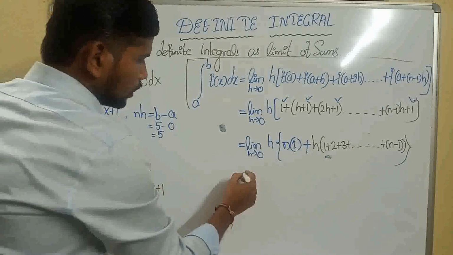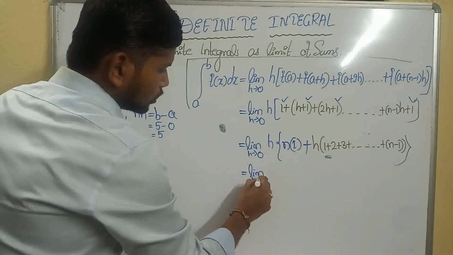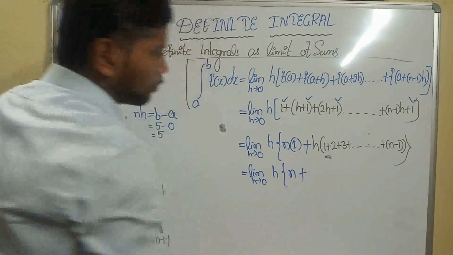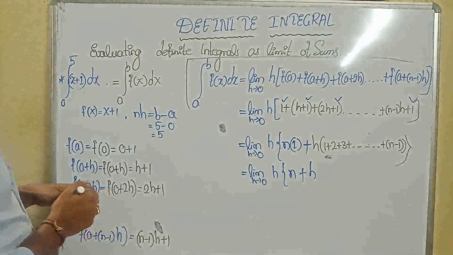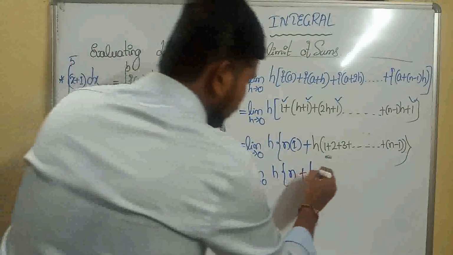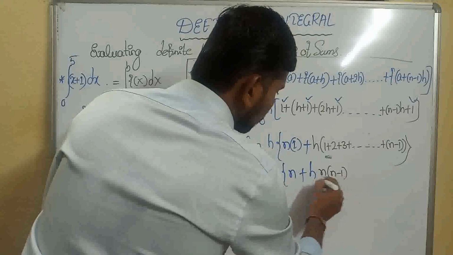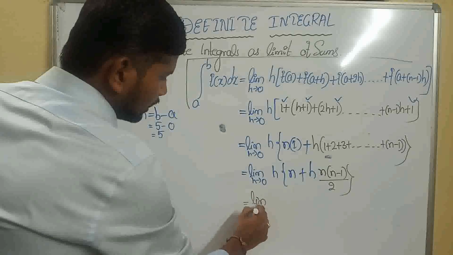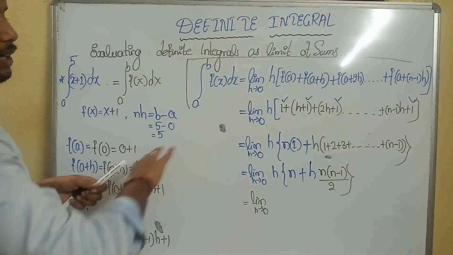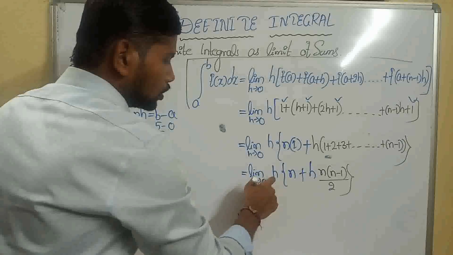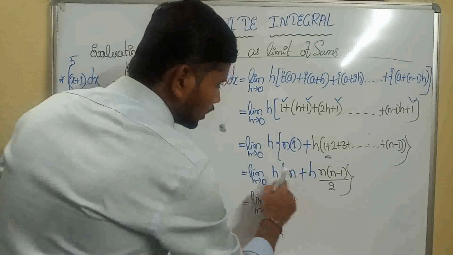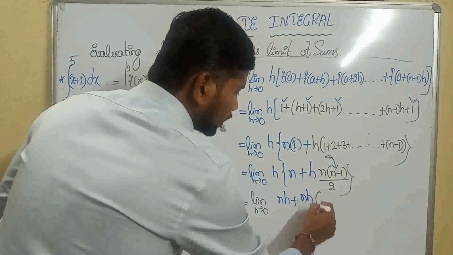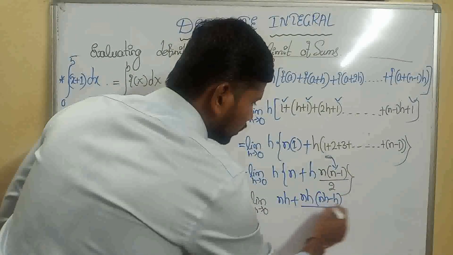Now the next step will be the limit as h tending to 0, h into bracket, n into 1, n, plus h as it is. What is 1 plus 2 plus 3 plus so on up to n minus 1? It will be n into n minus 1 by 2. Got it? Is it clear? Now the next step will be the limit as h tending to 0. Now I'd like to multiply inside: h into n, it will be nh plus h square into n minus 1 by 2. Two terms are there. One term will be outside, nh, and one term will be in the bracket: nh minus h divided by 2.